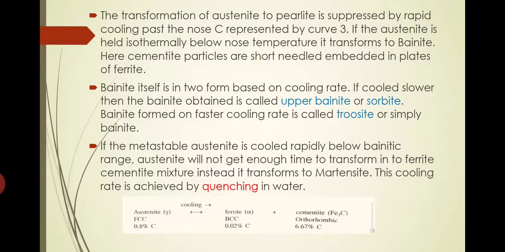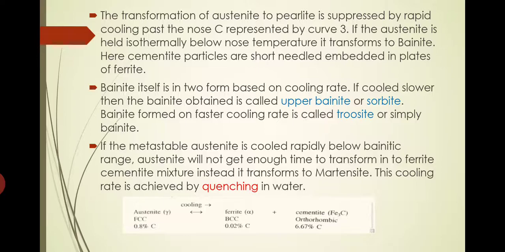The transformation of austenite to pearlite is suppressed by rapid cooling. So see, if we are still increasing the speed of cooling, if we cool even faster, then what happens is that the transformation of austenite completely to pearlite is actually suppressed.